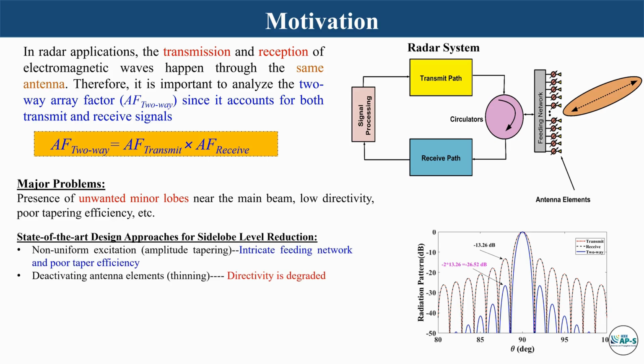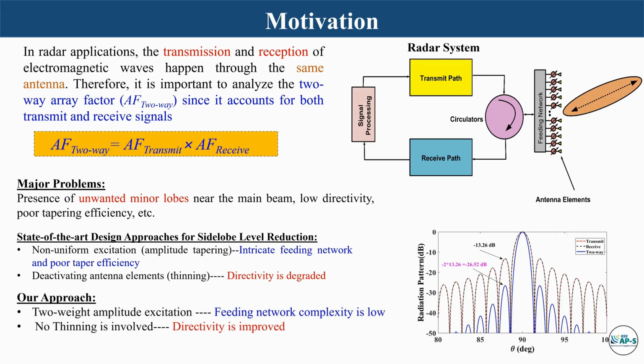The two common approaches to reduce the side lobe levels are by using the amplitude tapering, and the second one is thinning. Amplitude tapering means feeding the antenna elements with different excitation values, which will basically increase the complexity of the feeding network, and it also reduces the tapering efficiency. Thinning means deactivating the antenna elements, which means the number of active elements are less. In this case, the directivity is degraded.